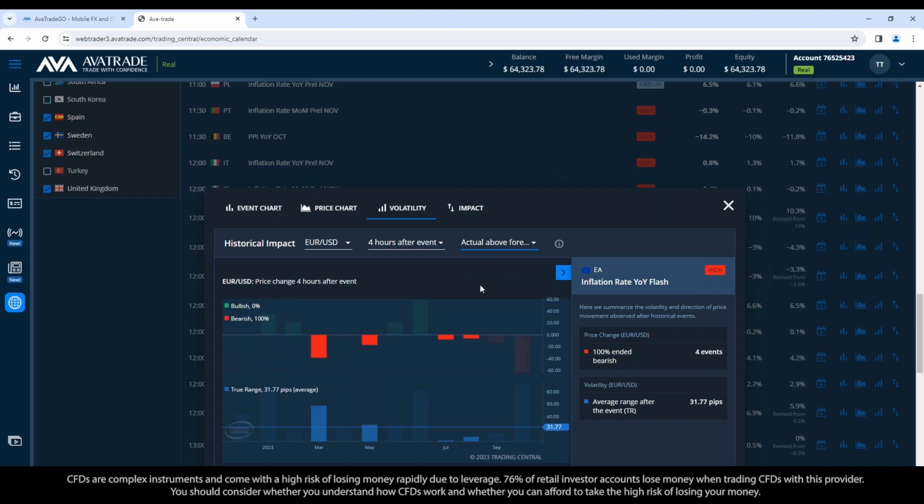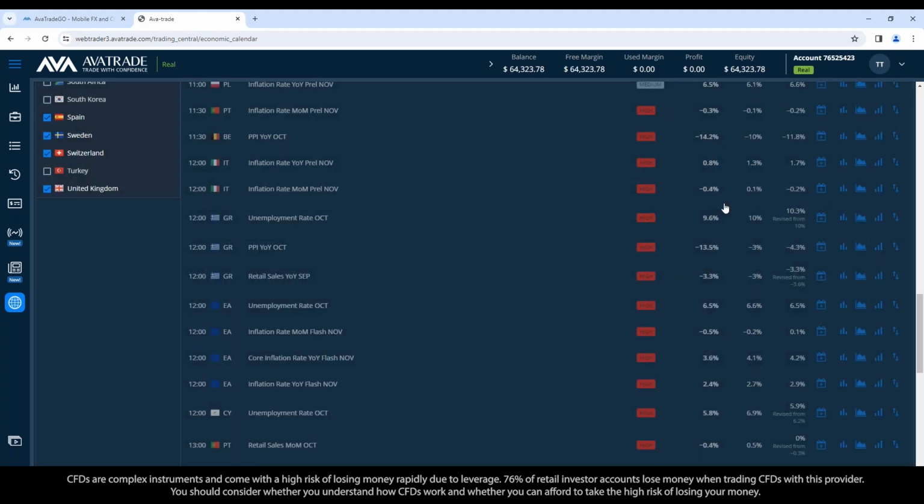So of these announcements that all came in at the same time, the one that shows an up and down statistical advantage depending on the way that the numbers come in, the one that shows the most statistical advantage is the inflation rate year over year. Okay, and so how did it come in today? Inflation rate year over year came in lower than expected.